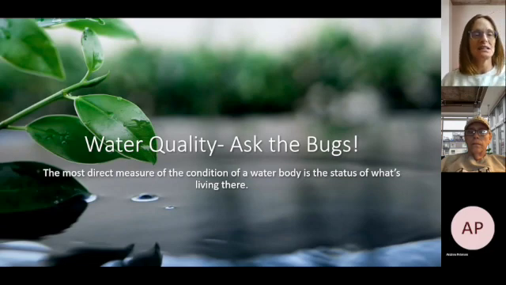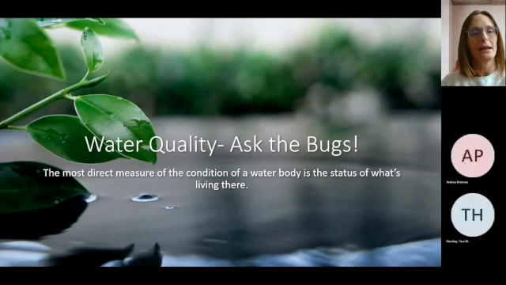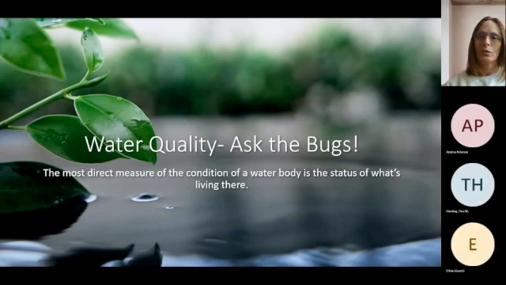Today's presentation is about water quality and how we can look at the organisms that live in water to assess or determine how good the water quality is. So kind of obvious that if the water is so polluted or so poor, there wouldn't be anything living in there. So that's why just looking at what's living there is a good way to assess water quality.